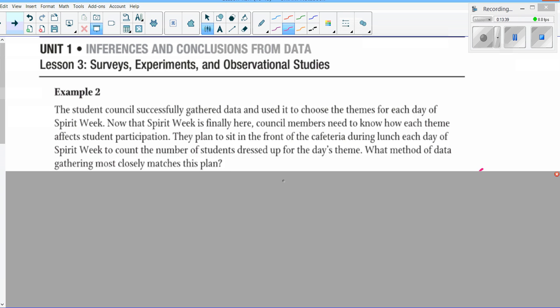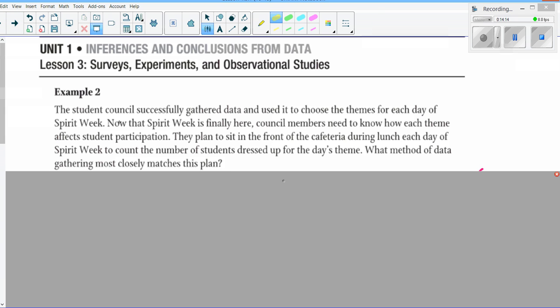Example 2 says, the Student Council successfully gathered data and used it to choose the themes for each day of Spirit Week. But now that Spirit Week is finally here, the council members need to know how each theme affects student participation. So meaning, did it actually increase or did it decrease participation? Or did it stay the same? They plan to sit in front of the cafeteria during lunch each day of Spirit Week to count the number of students dressed up for the day's theme. What method of data gathering most closely matches this plan?